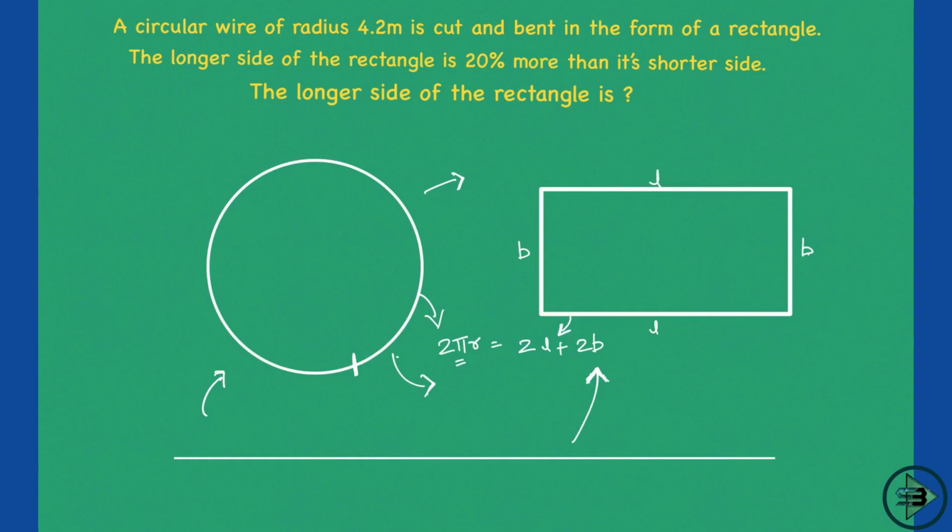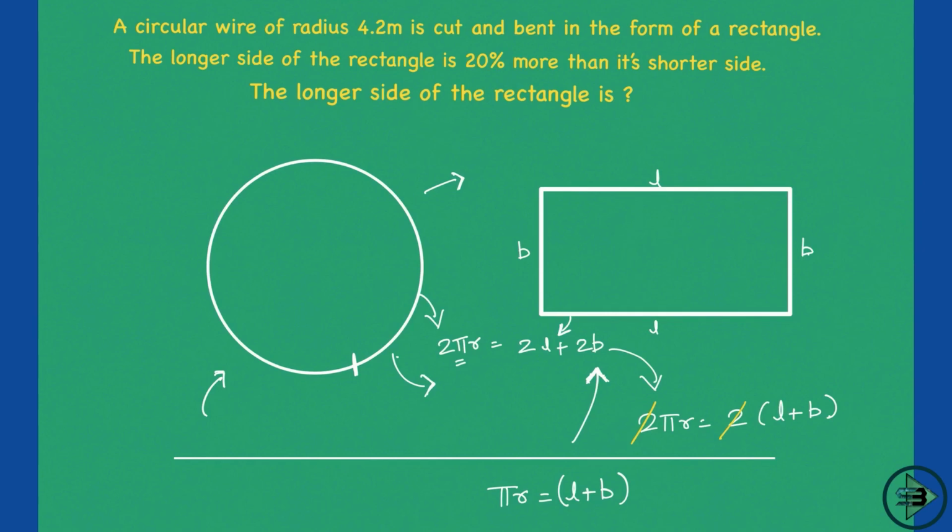Correct? So this is what you get from here, 2 pi r. If I take out this 2 as a common factor, what you are left with is l plus b. The 2 gets cancelled. What you are left with is pi r equals l plus b. That is what you get from here.